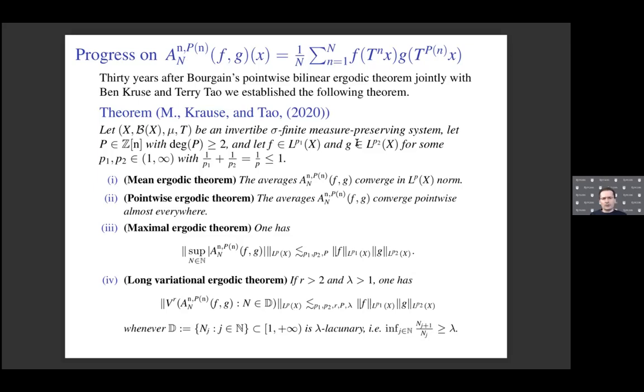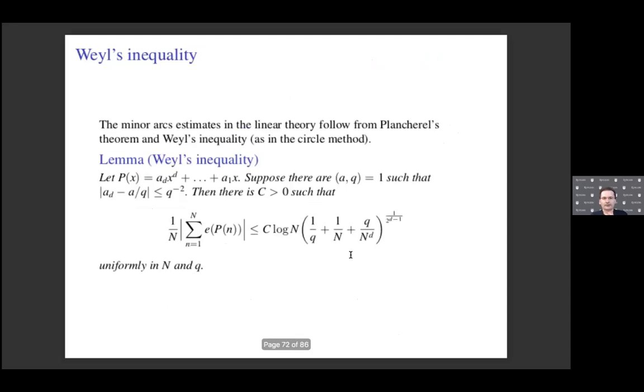And in this context, we were able to establish the long variational inequality for all functions f in L^{p1} and g in L^{p2}, whenever 1/p1 and 1/p2 satisfy the Hölder equation. In particular, since the variational inequality is established for all lacunary sequences, it implies the pointwise convergence for this kind of averaging operators. Okay, so now let me tell you a few words about the proof of this theorem.